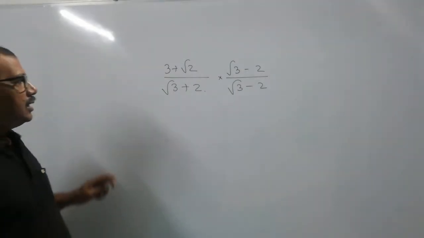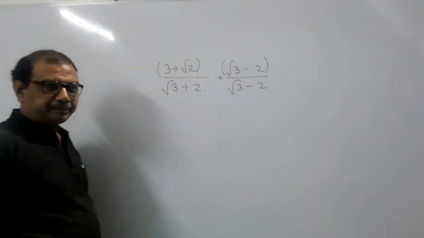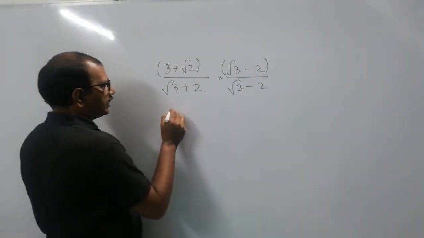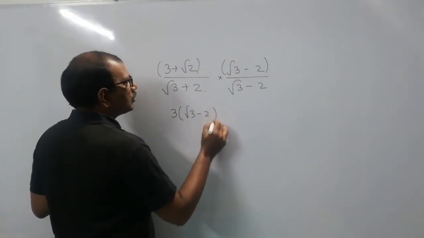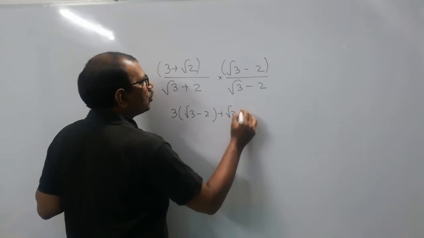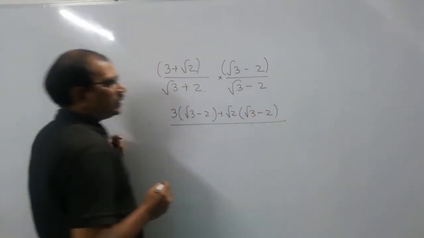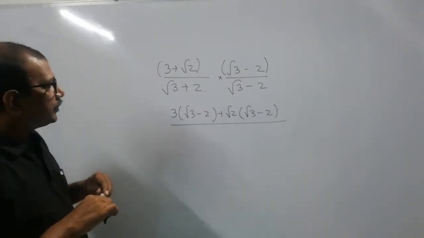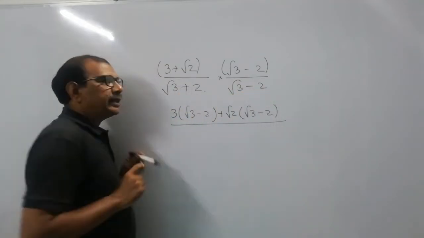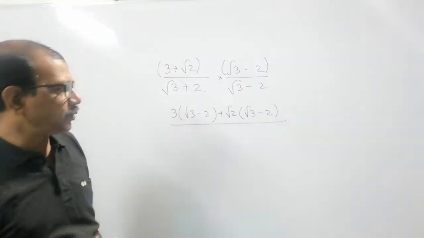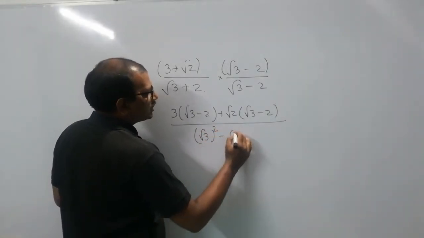Alright. Now the numerator is a multiplication of two binomials. So this is something like 3 multiplied by this bracket, that is (root 3 minus 2), plus root 2 into (root 3 minus 2), upon, and as far as the denominator is concerned, it is in the form of (a plus b) into (a minus b), and that will be a square minus b square, that is root 3 square minus 2 square.